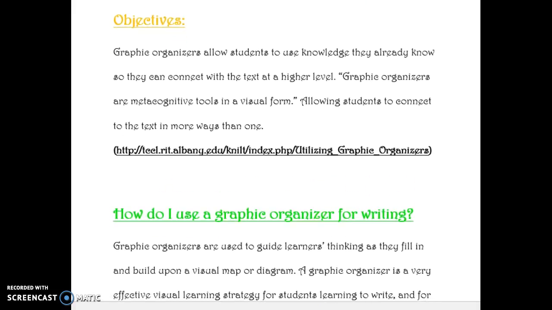My objective is that graphic organizers allow students to use knowledge they already know so they can connect with the text at a higher level. Graphic organizers are metacognitive tools in a visual form. This allows students to connect to the text in more ways than one.